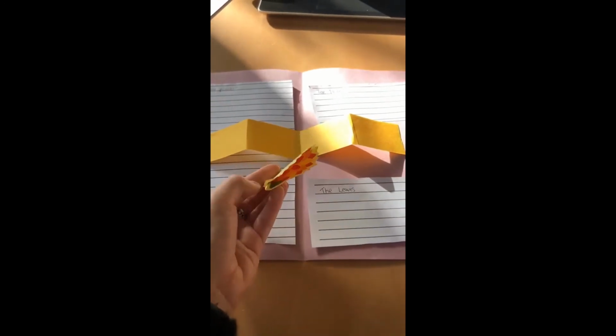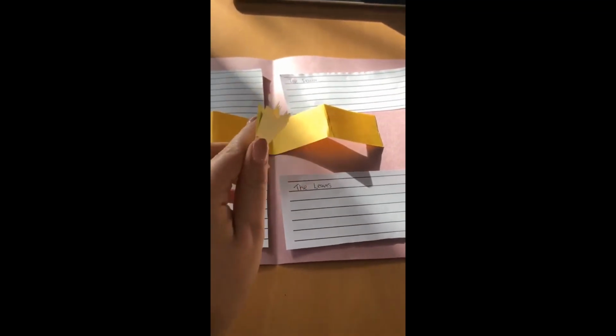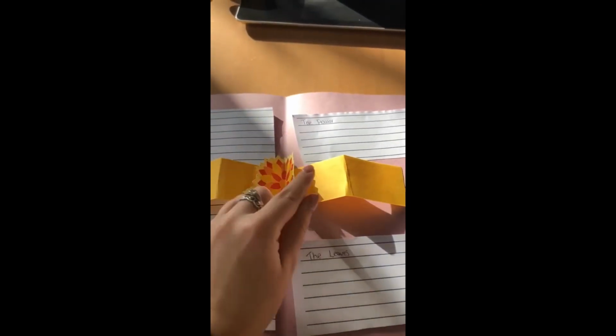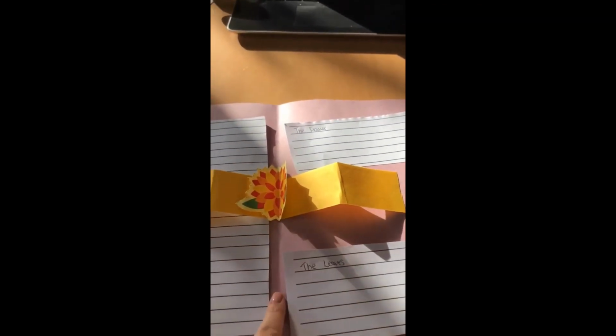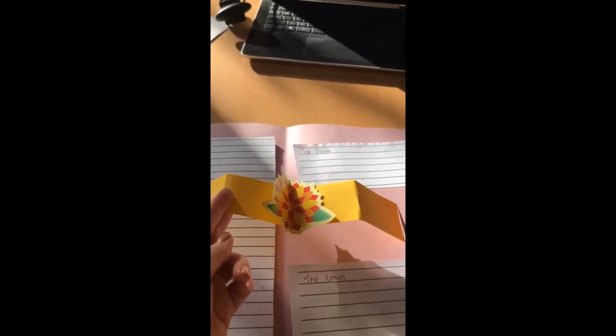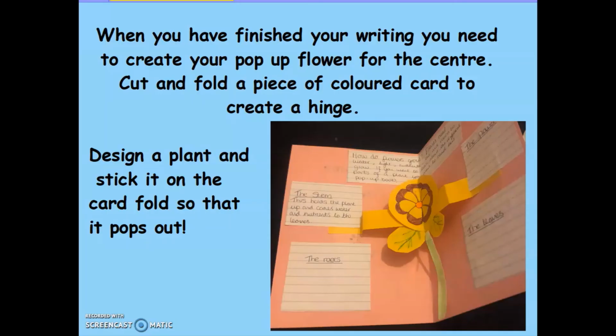Finally, you need to fold your flower in half and make sure that the crease lines up with the fold on your little strip of card and your main piece of card, and then stick it down just to your hinge. When you have stuck this all together, you should be able to open and close your pop-up book so that when you open it, the flower pops out a little bit from the page.